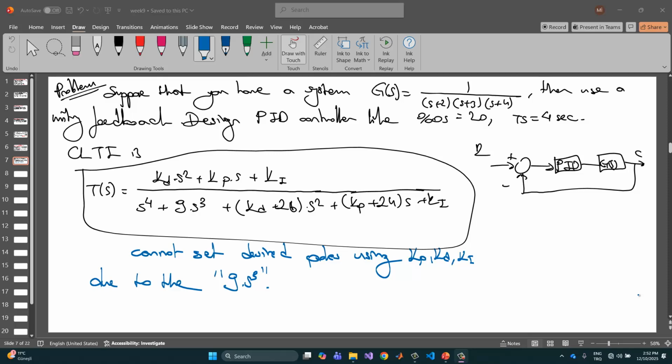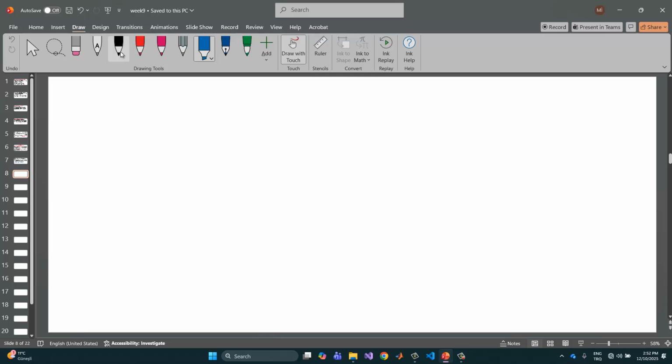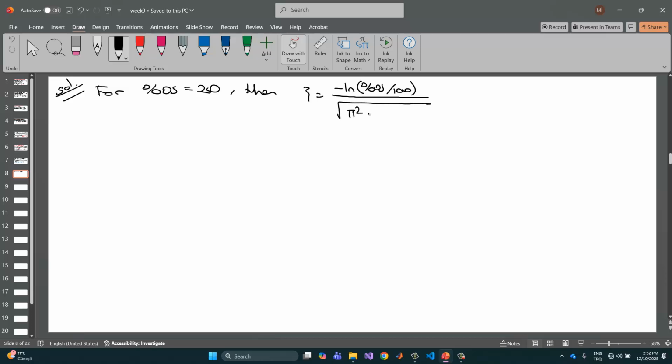Okay, if you want to design the controller in here, the solution can be given by the percentage overshoot of 20. Then we can write the zeta formulation in here just like this one: zeta equals minus ln(percentage OS divided by 100) divided by the square root of pi squared plus ln squared (percentage OS divided by 100). Okay, and if you calculate this formula, zeta is equal to 0.456.